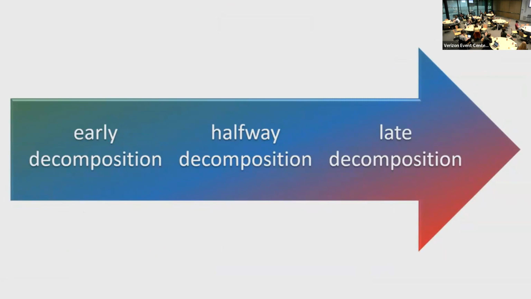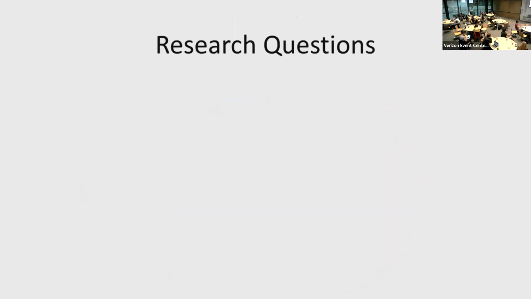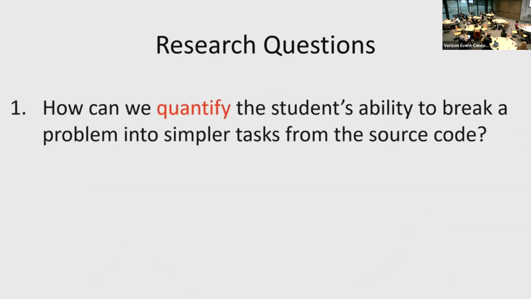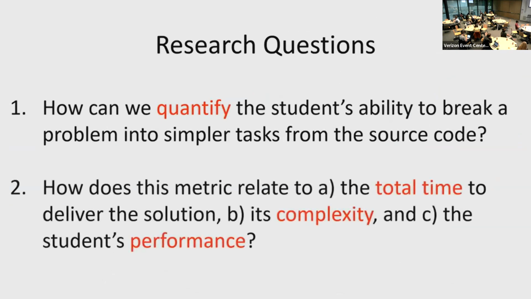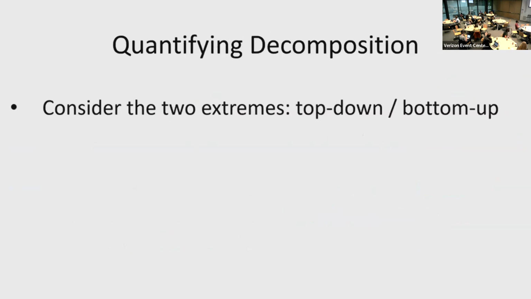It would be immensely beneficial if we could find where a student's solution lies in the spectrum and compare it with the solutions of other learners. That became the motivation behind our research, which tries to answer two questions. First, how can we quantify the student's ability to break a problem into simpler tasks from the source code? And second, how does this metric relate to the time it takes to deliver the solution, its complexity, and the student's performance?